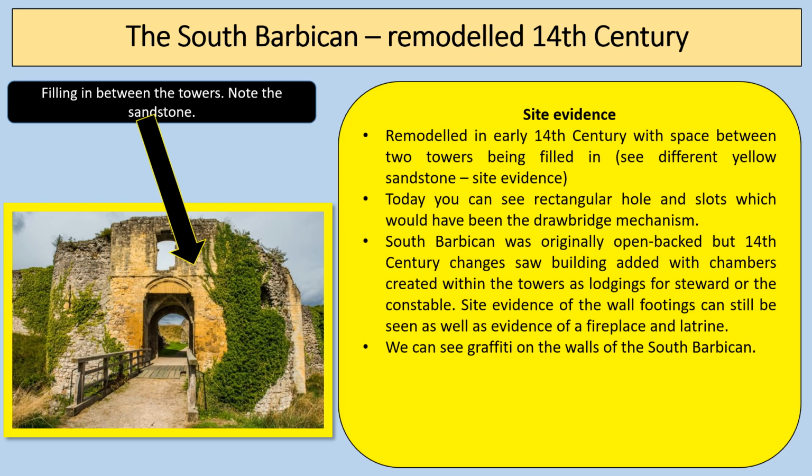Now, the South Barbican was originally open-backed, which is very common for Barbicans at that time. The North Barbican was also open-backed, and that basically means that it's just a shell of a building, it's just a wall, there's no rooms on it. But in the 14th century, changes were made which saw the building added to and chambers created on the back of the South Barbican within the towers as lodging for the steward or the constable of the castle. Site evidence of the wall footings can still be seen, as well as evidence of a fireplace and a latrine for that domestic comfort. We can also see graffiti on the walls of the South Barbican as well.